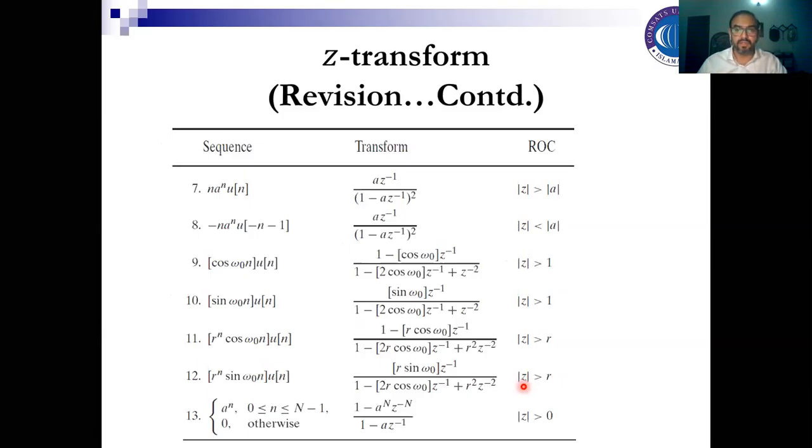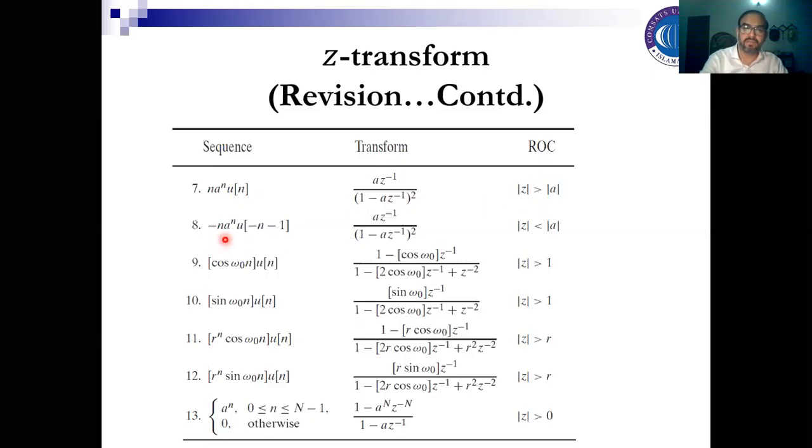Some more z transform pairs follow, such as n a to the n u of n. For that you can use the differentiation property, which we will study ahead, and we will also see various examples of it. The transform there is a z inverse over 1 minus a z inverse whole square, and mod z is greater than mod a in that case.